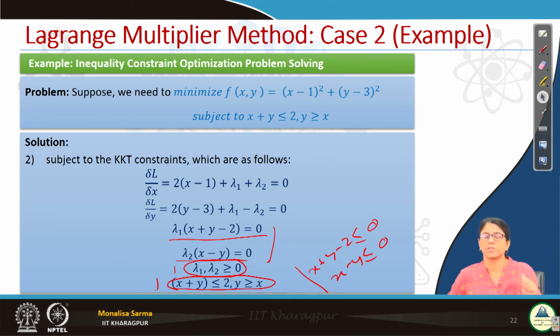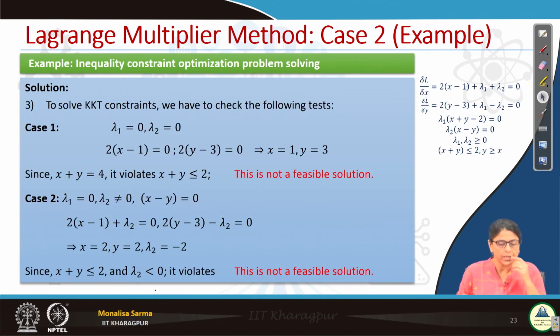So, this many equations I got. With these equations, I will be able to find out the value of x, y, lambda 1 and lambda 2. Now, I will have to find out the minimum value of f(x,y) subject to this KKT constraint. All my KKT constraints should be satisfied. Based on that, we will have to find out the value. Now, to solve this KKT system, we have to check the following test.